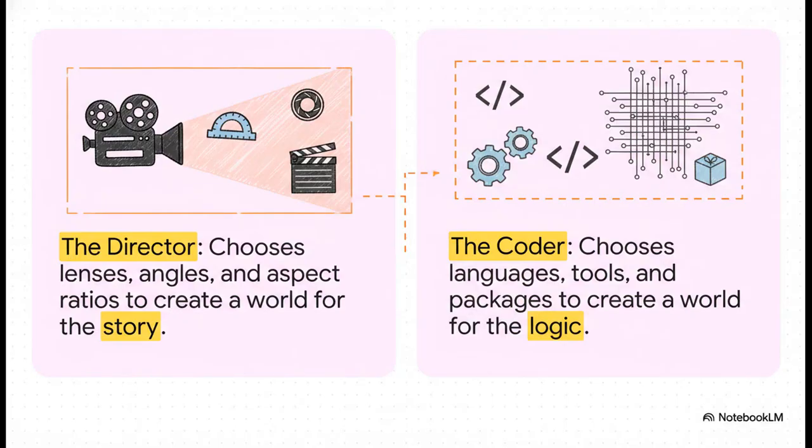I mean, the parallel's pretty wild when you think about it. A director picks out lenses, camera angles, and aspect ratios to create the world for their story. A coder picks out programming languages, tools, and software packages to create the world for their logic. See? In both cases, they're laying down the law for their universe before the real creation even gets started.